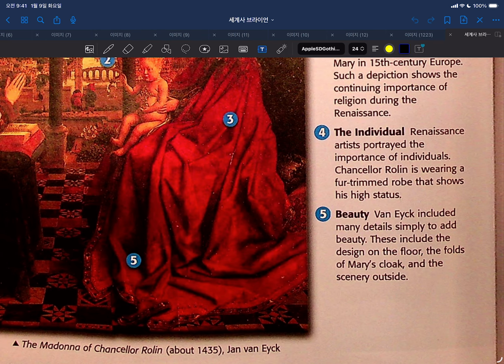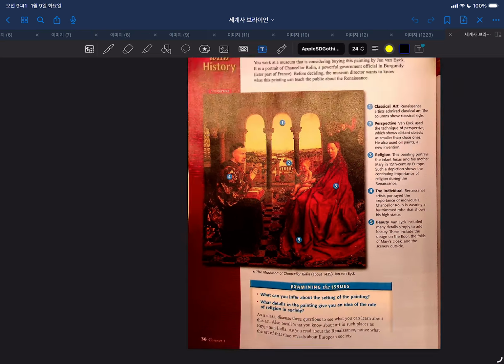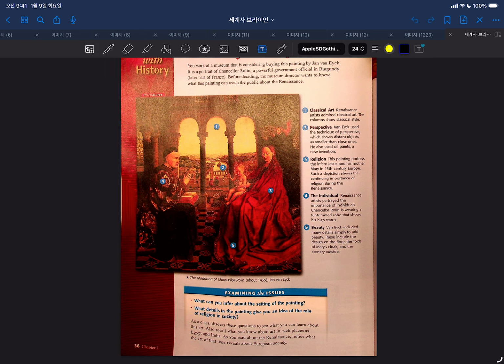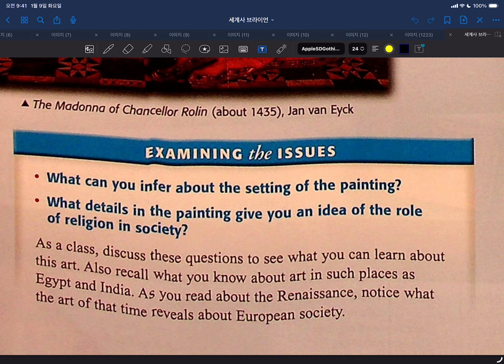Number 5, beauty. Van Eyck included many details simply to add beauty. These include the design on the floor, the folds of Mary's cloak, and the scenery outside. What can you infer about the setting of the painting? What details in the painting give you an idea of the role of religion in society?